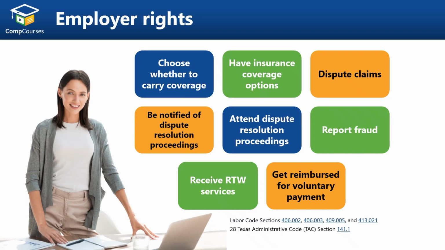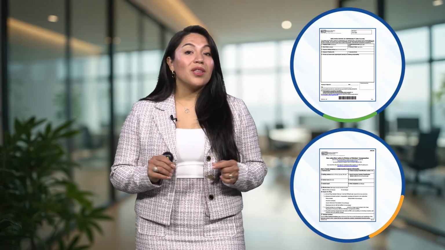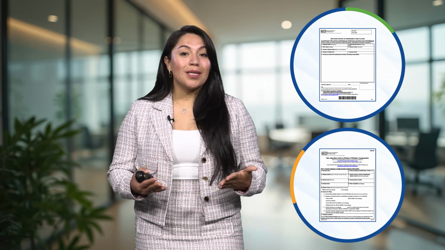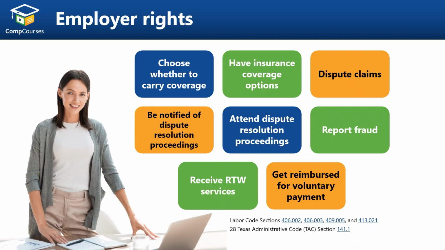Now, employers also have the right to contest the compensability of a claim, so you will have the right to dispute a claim. In order to do so, an employer may file a DWC Form 004 along with a DWC Form 005. And we will be covering these forms shortly to give you some information as to what forms are exactly required in the process if an employer decides to contest the compensability of a claim, which is your right to dispute a claim. Employers may also be notified of these proceedings, so you have the right to a resolution proceeding and the right to attend these proceedings as well. Now, reporting fraud, employers may also report fraud.